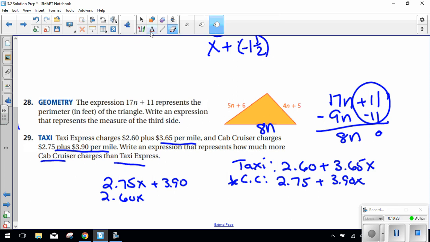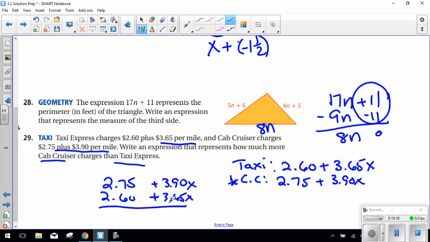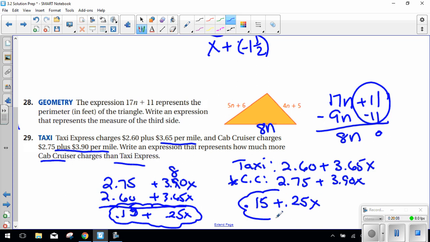Oh, I'm putting my x's in the wrong spot. 260, 365x. So here should be a 5. 15 cents plus 6. So they charge 25 cents more per mile and 15 cents more for the initial fee. So it's 15 cents plus 25 cents x. Yeah, let me just write that a little neater for you. Okay, this is the difference between the two.